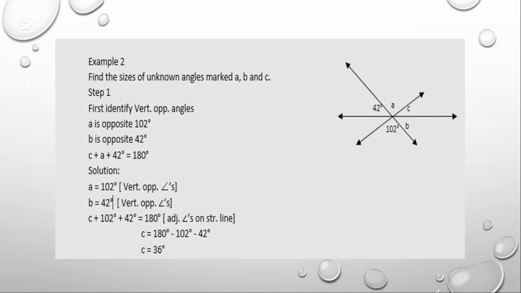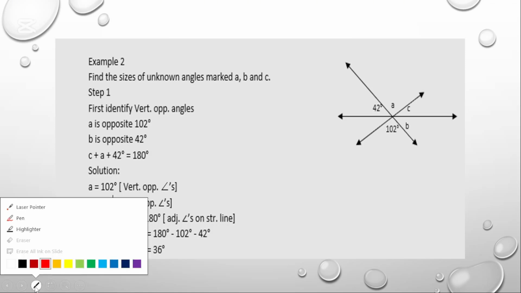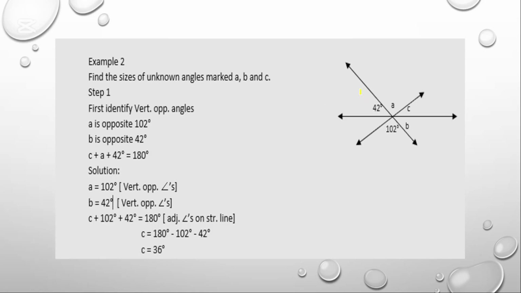Find the sizes of unknown angles marked A, B, and C. So you must first identify which lines intersect. Right. So we can see, if I take my highlighter here, this line intersects with that line there. And then we have a third line. But immediately I can see that A is vertically opposite 102 degrees.